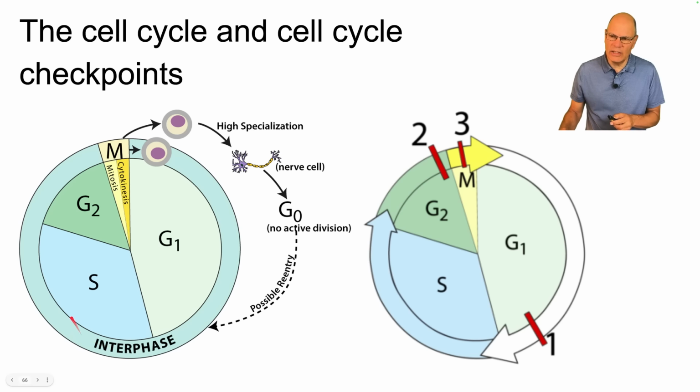Most of the cell cycle is interphase, which can be divided into growth 1, general growth, synthesis of DNA, and then growth 2, which is preparation for the M phase.